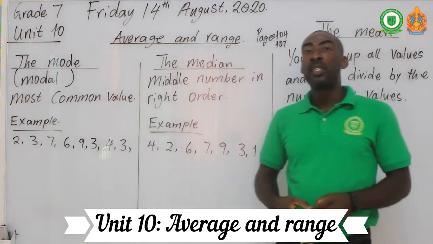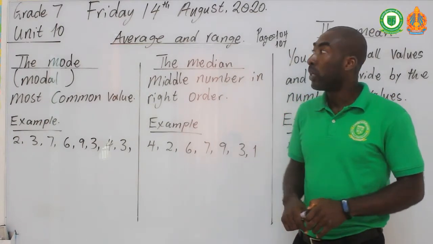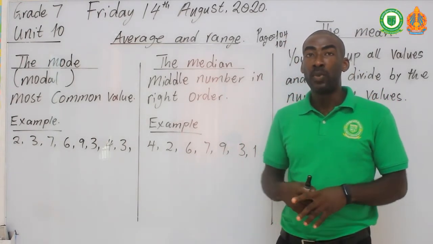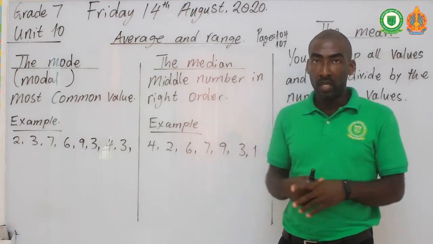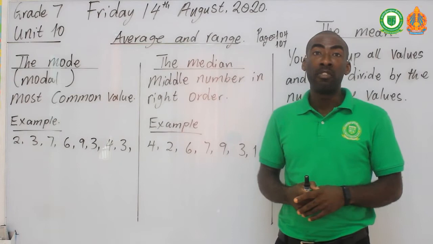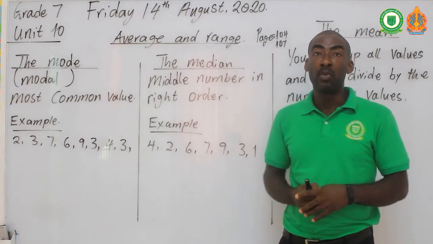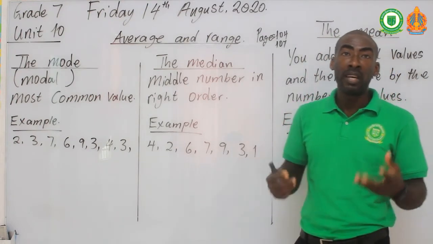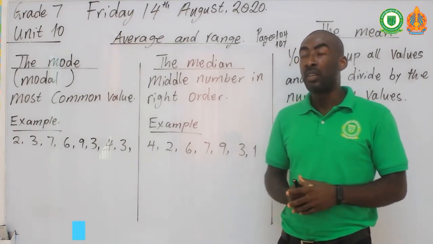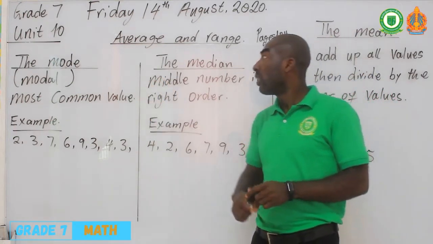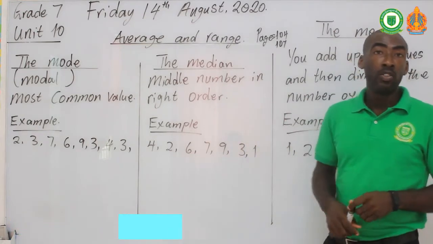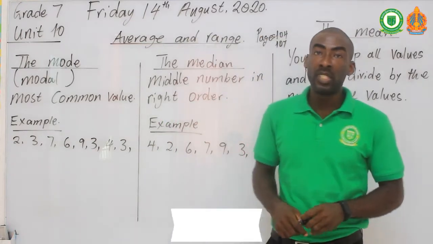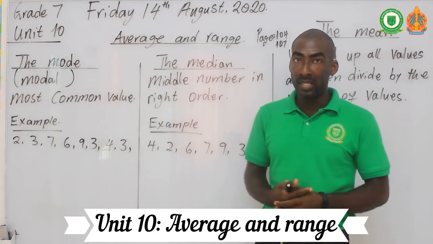Okay? So when we say an average, it means that we are looking for a particular number that can represent the whole statistics. When you have statistics of a certain number of people, we need to find the average. The average will be one single number that represents the whole data that you have. There are three kinds of averages that you can always find: you can find an average by using the mode, the median, or the mean.